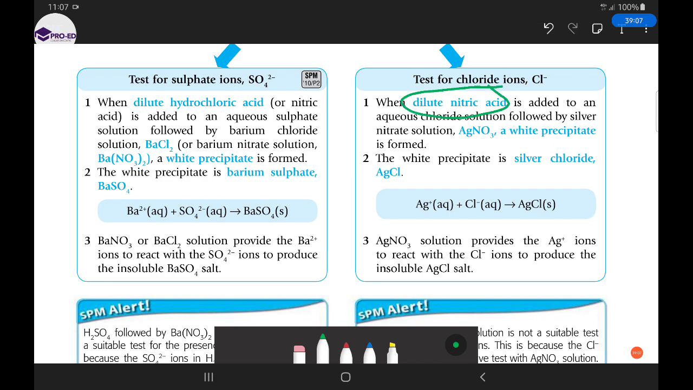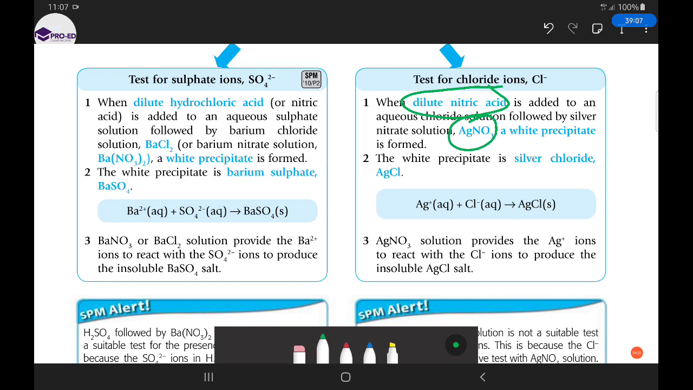So you have a salt solution, you believe it's chloride ions, and you want to prove to yourself or whoever that it's chloride ions. So now you add in dilute nitric acid. That's step one. You add it to the chloride solution. Immediately later, you add what? Silver nitrate.